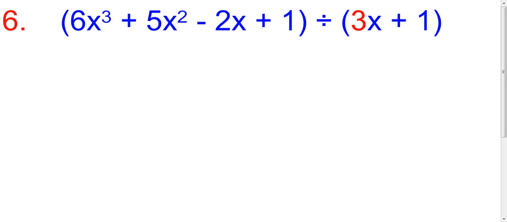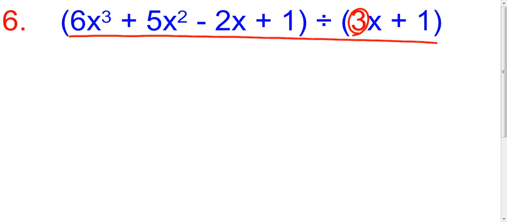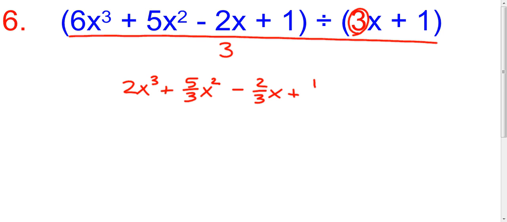All right, again, my leading coefficient in this case is a 3, so I need to take everything and divide it by 3. So 6x cubed divided by 3 would be 2x cubed, and 5x squared divided by 3 would be 5/3 x squared, and negative 2x divided by 3 would be negative 2/3 x, and 1 divided by 3 would be 1/3. Okay, keep going. 3x divided by 3 is just x, and 1 divided by 3 is 1/3.